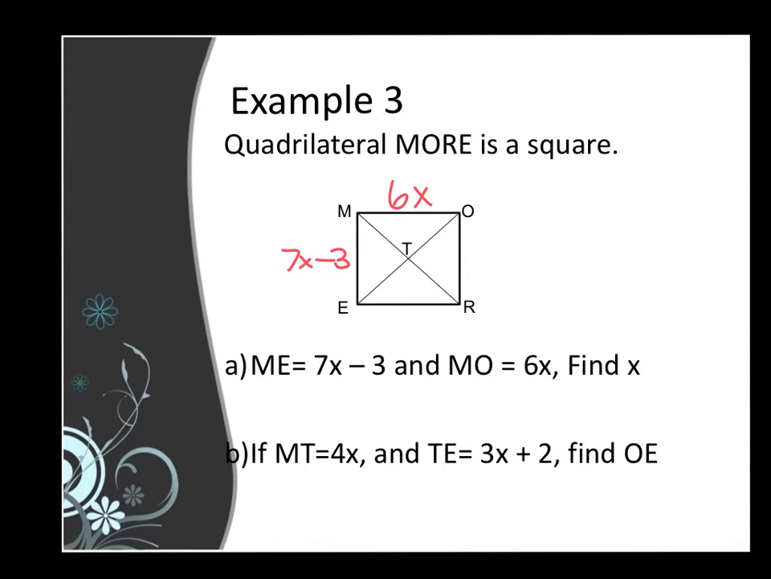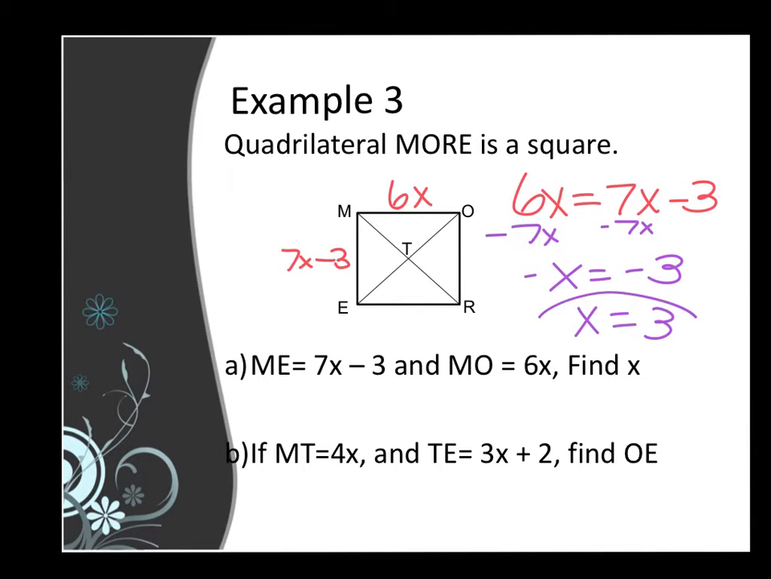So what do I know about both those sides? Because it's a square, which is a rhombus, they're congruent. So 6x equals 7x minus 3. If I subtract the 7x, negative x equals negative 3. Divide or multiply by negative 1. And I get x is 3. Raise your hand if you got it right.